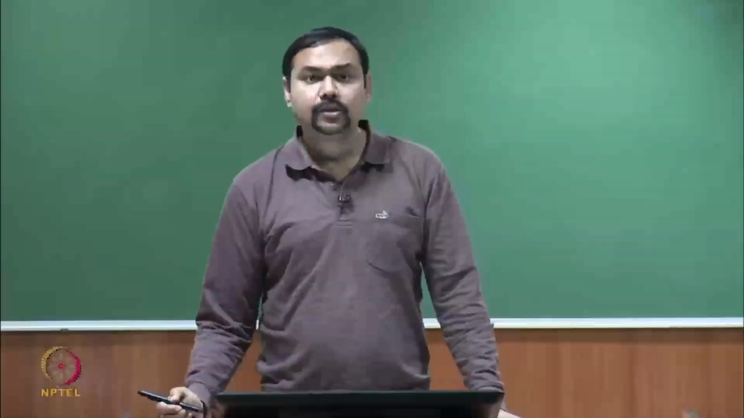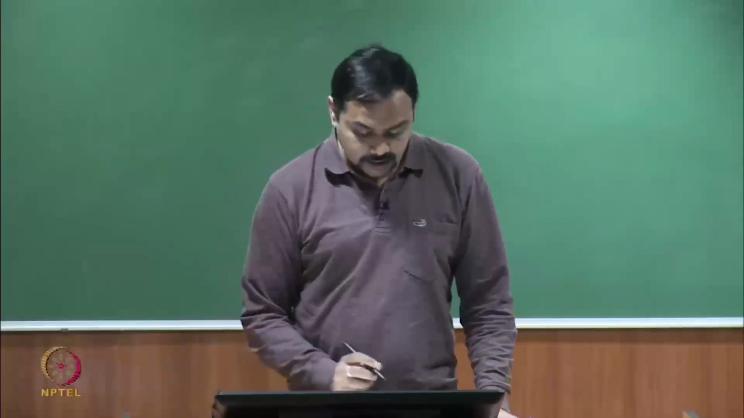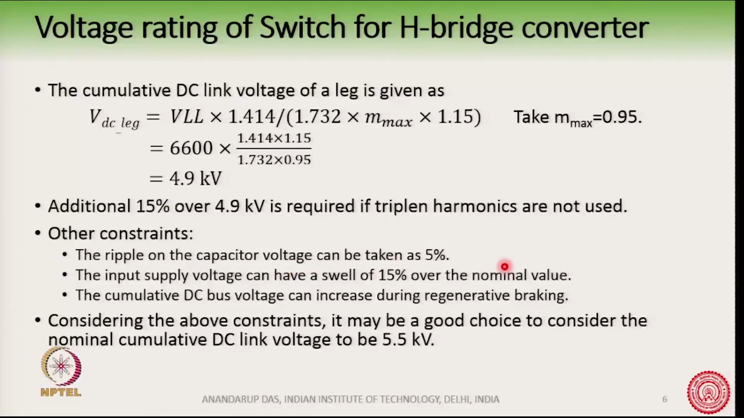But there are also some other constraints, like the ripple on the capacitor voltage can be taken as 5%. There is always a ripple, and this ripple is primarily coming from the fundamental frequency at the input. Also, the input supply voltage is important, it can have a swell of 15% over the nominal value. This is sometimes important, because such 11 kilovolt lines sometimes have input surge voltages.